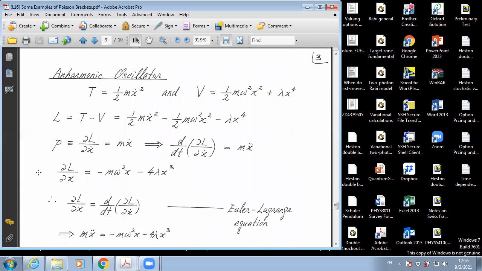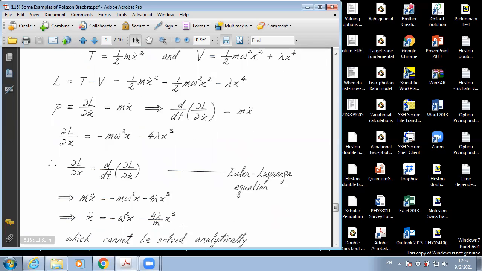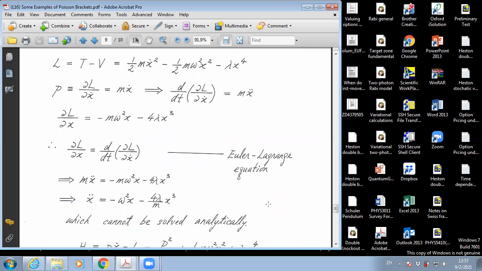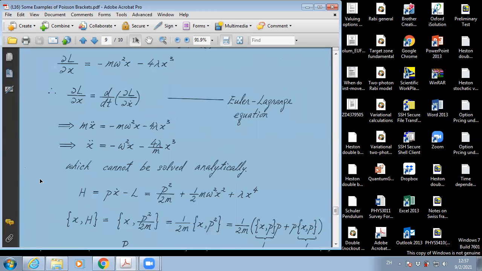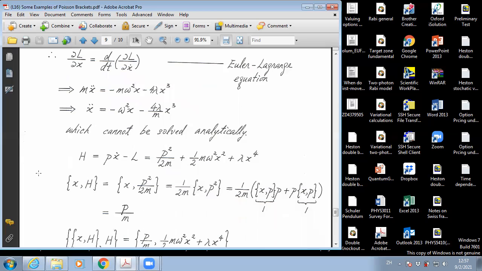All right, the final example, an anharmonic oscillator. The potential energy has one more term, that is the term proportional to x to the power 4, all right? So we write down the Lagrangian and also the Euler-Lagrange equation of motion. Again, it's hopeless to solve this equation analytically, all right? We do not know how to do it. How about going to Hamiltonian mechanics?